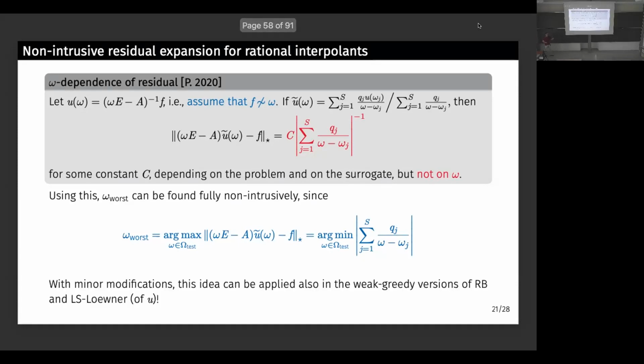And I want to mention, for transparency, I guess we can apply the same kind of reasoning also to reduced basis and to least squares Loewner. So this is a way to make the least squares Loewner weak greedy method practicable, even in a non-intrusive setting, because we can use this kind of estimator to drive the adaptivity.